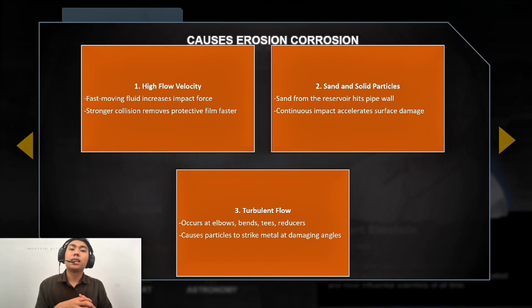And the last one is turbulent flow. Turbulence at elbows, bends and tees makes particles strike the metal at a damaging angle. So these three factors are the main reasons why erosion corrosion starts inside the pipeline. So let's continue to the next slide.